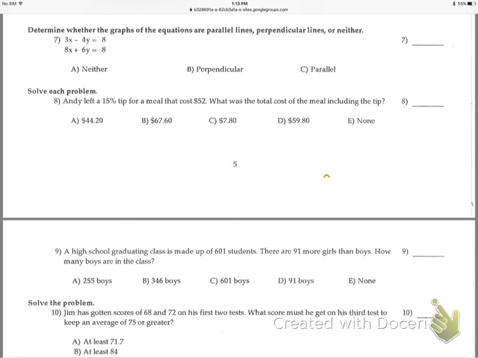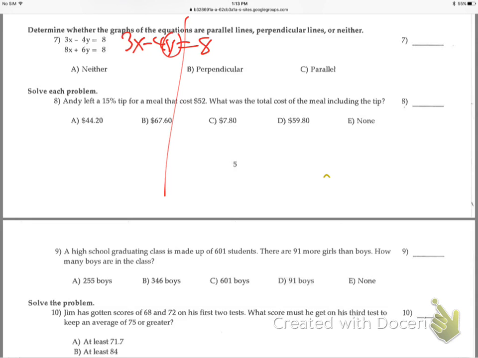So, yeah, 47% missed number 7. Okay, let's take a look at number 7. They're asking about parallel, perpendicular, neither. What do you got to do to figure out parallel, perpendicular, neither? Yeah, just get y by itself and grab the slope and compare the slopes. You don't need to graph them. You don't need to do all that work. Just take the first one. 3x minus 4y is 8. And just, same old thing.